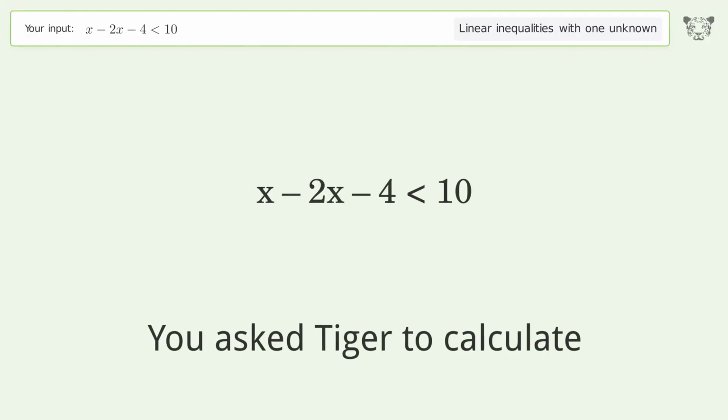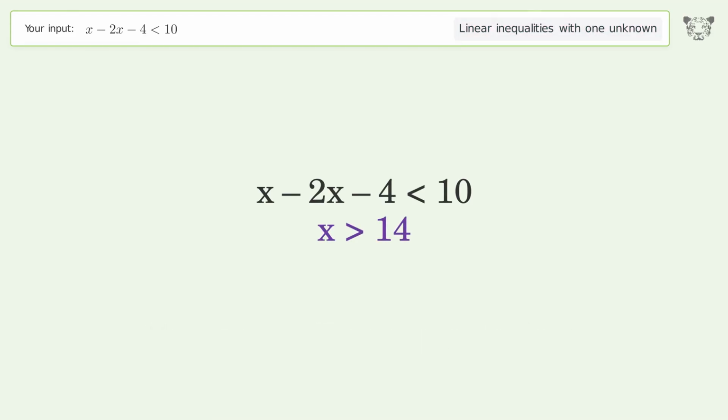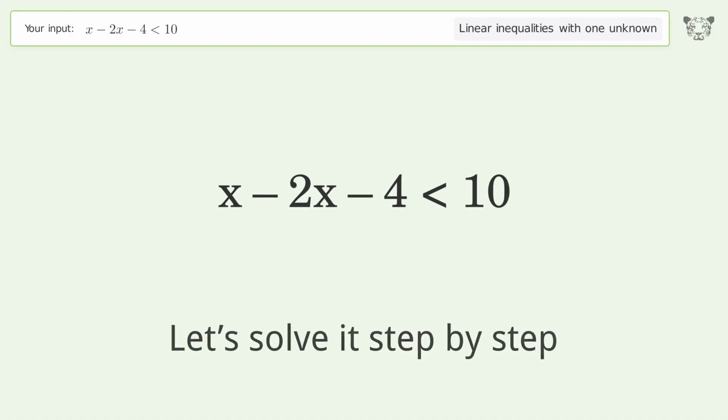You ask Tiger to calculate. This deals with linear inequalities with one unknown. The final result is x greater than negative 14. Let's solve it step by step.